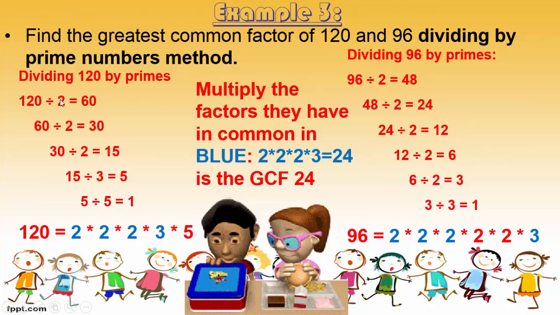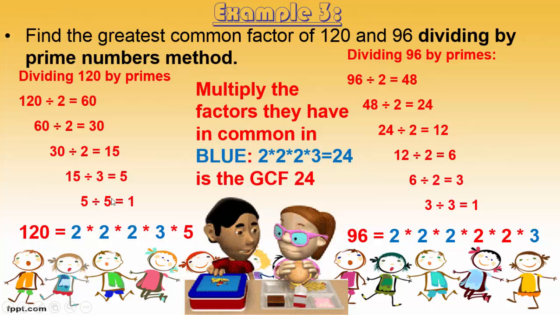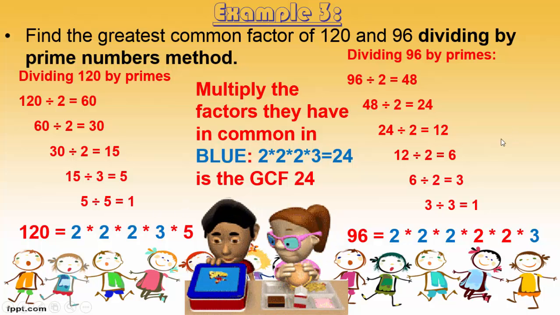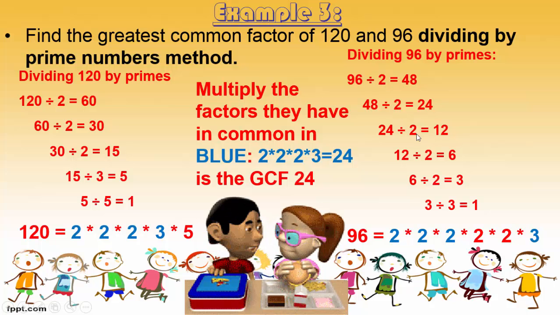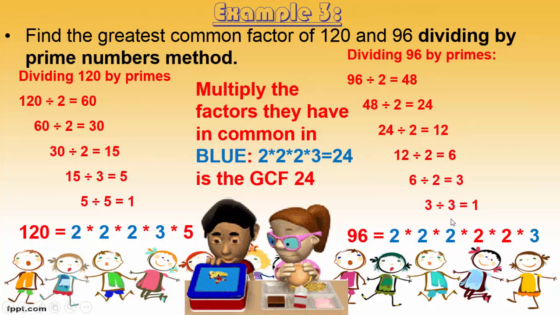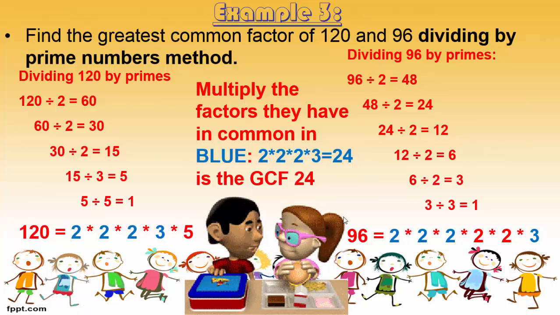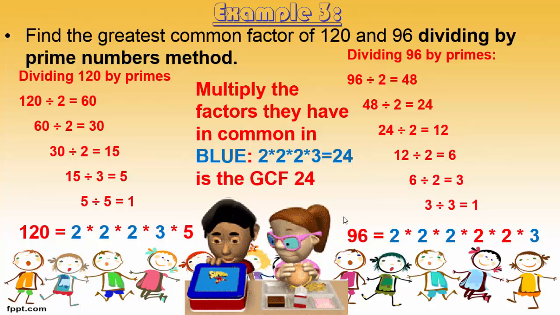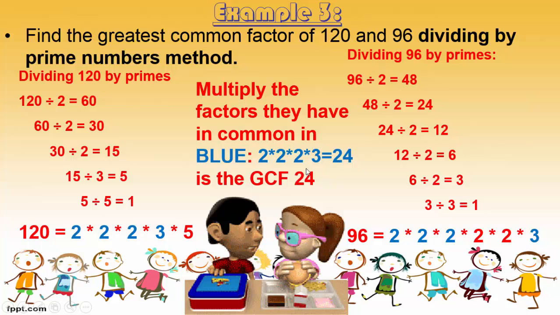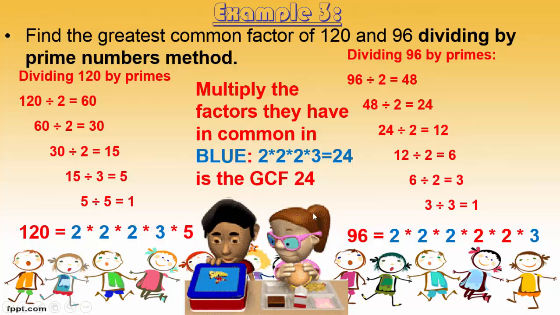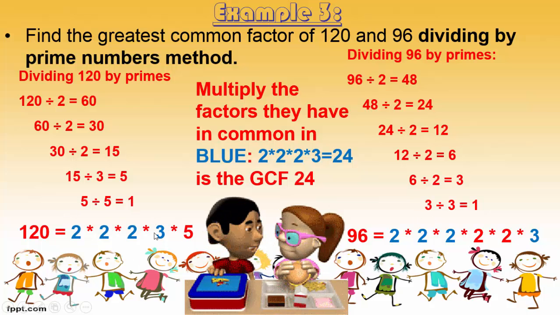In the case of 120, we have 2 times 2 times 2 times 3 times 5, and that will give us 120. And in the case of 96, we have 2 times 2 times 2 times 2 times 2 times 3, and that will give us 96. We multiply the factors they have in common. In this case, I mark them in blue, and we get 2 times 2 times 2 times 3 is equal to 24, since they both have three 2's in common and one 3 in common.